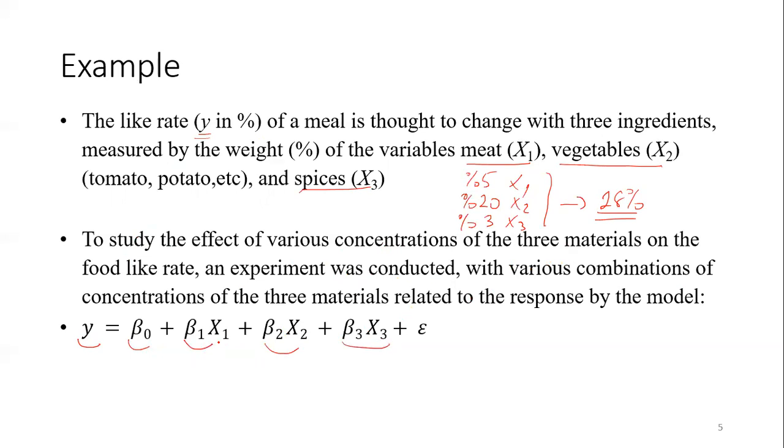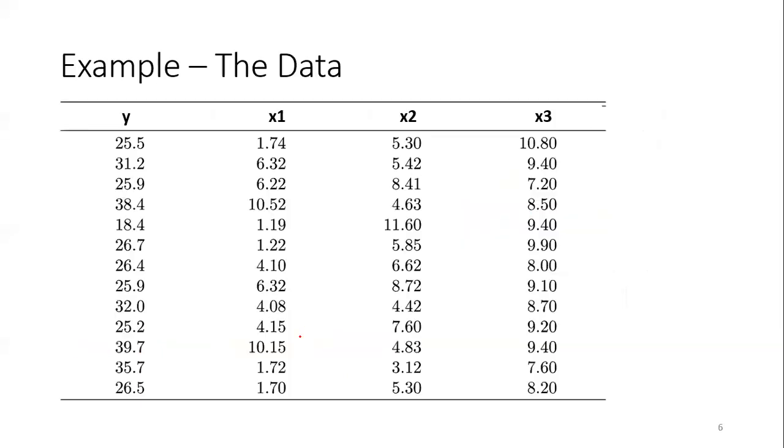So what we think is that the like rate changes linearly with the meat rate, with the vegetable rate, and with the spices rate. If betas are positive, it means that as x increases, then y increases as well. But we might get a negative beta as well. For example, if you increase the rate of the spices, then people may not like it, depending on the nationality of the people.